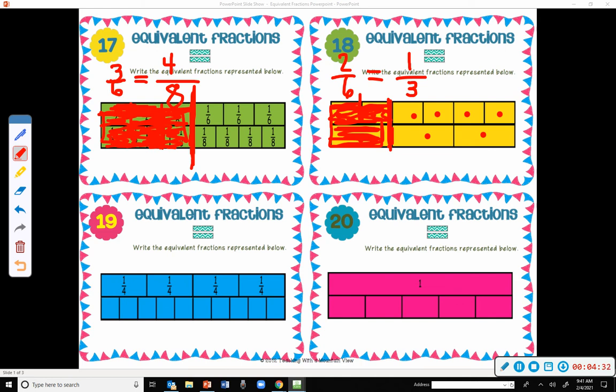Everybody good so far? Yes. Okay. Number 19. Write the equivalent fractions represented below. So the top pieces have already been labeled for you. They're fourths. Now what do we need to do to the bottom first? Count all of the pieces. 1, 2, 3, 4, 5, 6, 7, 8, 9, 10. So we are comparing tenths to fourths.